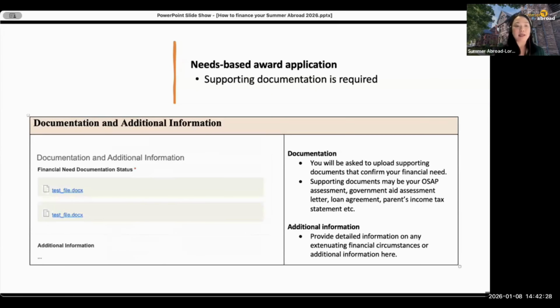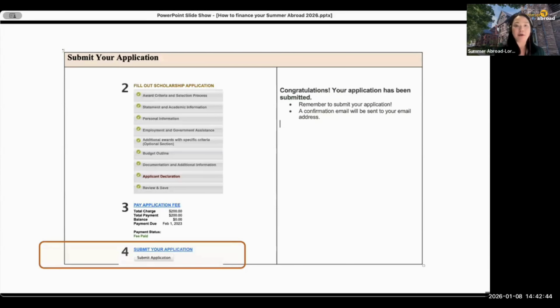Okay. The next, last point would be on documentation. So if you're applying for a needs-based award, you too need to upload supporting documents, and there'll be language and assistance to really help guide you through that upload.